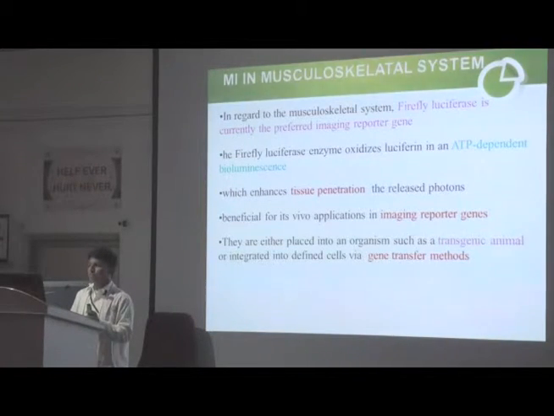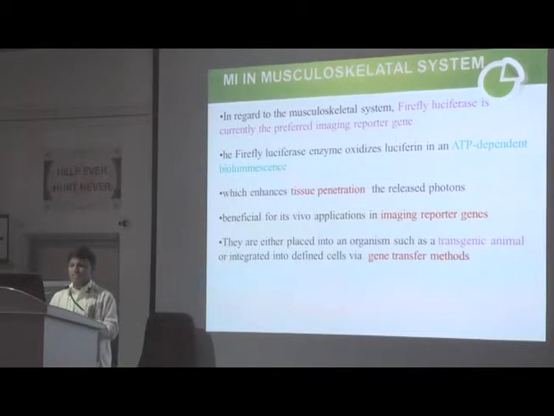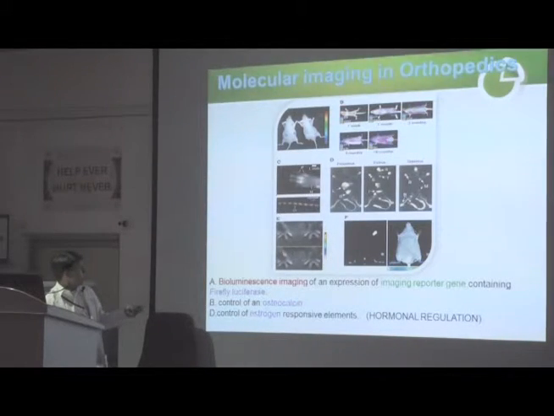Here is the application of molecular imaging in musculoskeletal systems. Firefly luciferase is a currently preferred imaging reporter gene. These enzymes oxidize luciferin in an ATP-dependent manner in bioluminescence, which enhances tissue penetration. Transgenic animals have been taken as a model, and they went through imaging reporter genes using the bioluminescence method. It can also be used to control osteocalcin and estrogen responsive elements. It can also regulate hormonal regulation in the body.